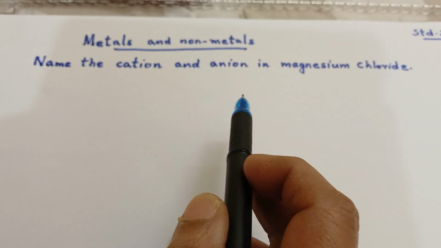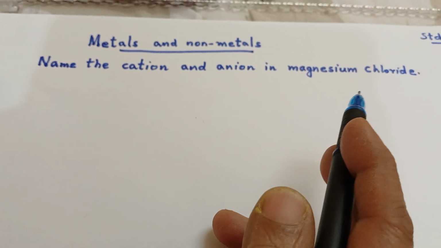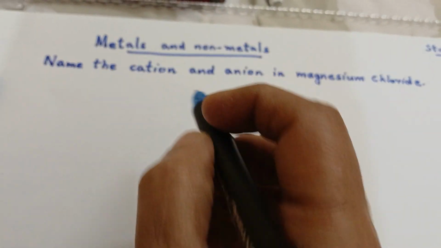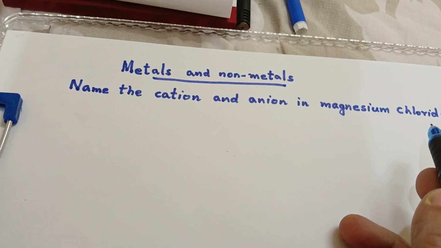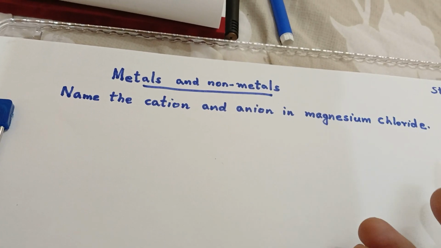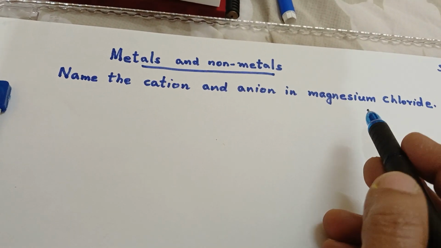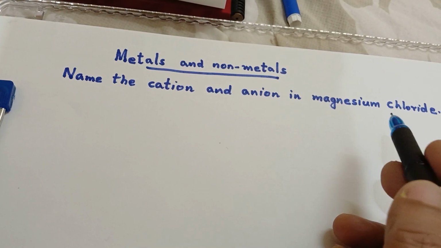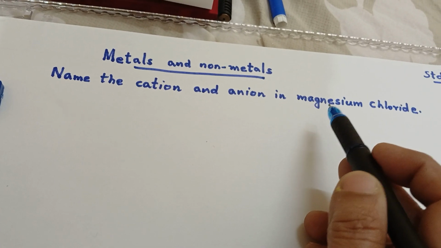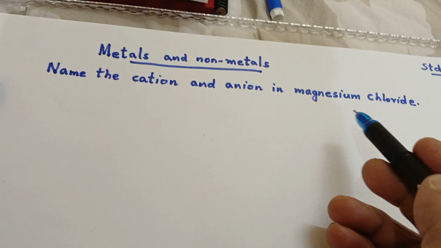Name the cation and anion in magnesium chloride. Magnesium chloride is an ionic compound, that is, an electrovalent compound formed by the transfer of electrons from the metal part to the non-metal part.